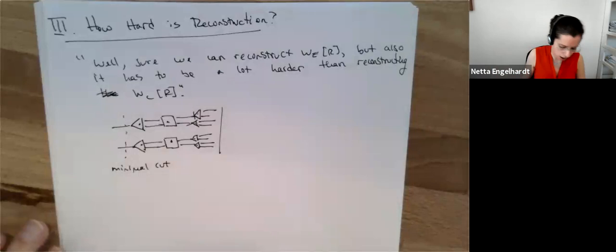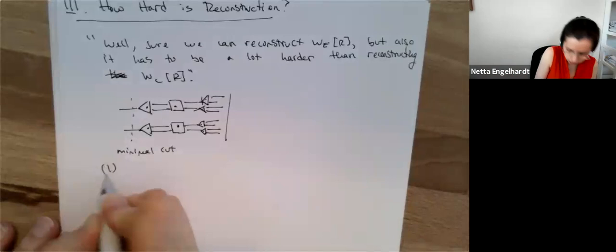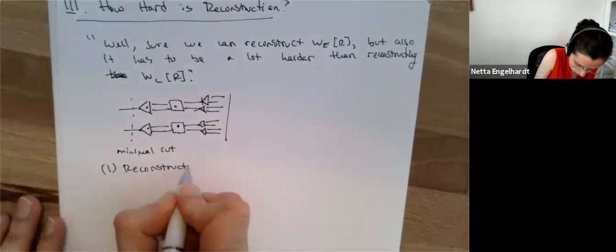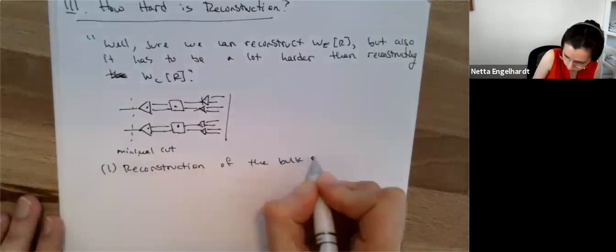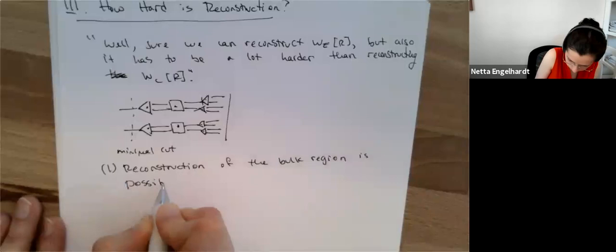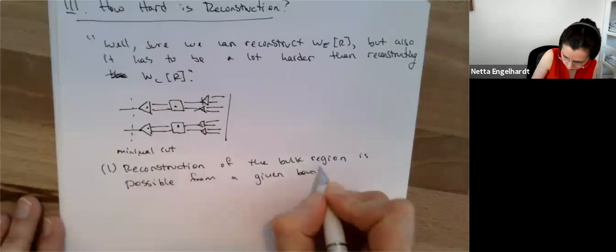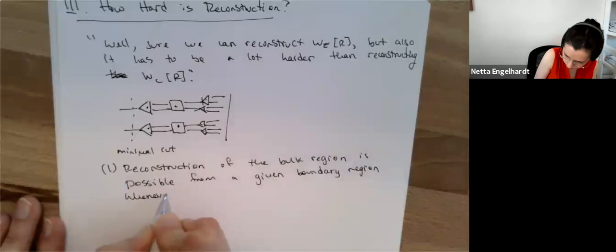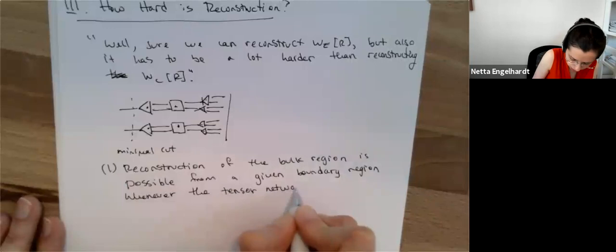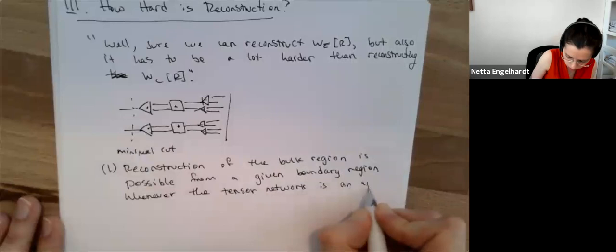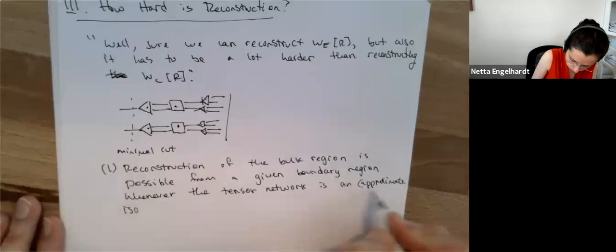So I'm going to make two points here that are important. Points to note. One, reconstruction of a bulk region is possible from a given boundary region whenever the tensor network, the entire circuit from this to that, is an approximate or an average isometry. This is not super important for now, but that's the important thing.